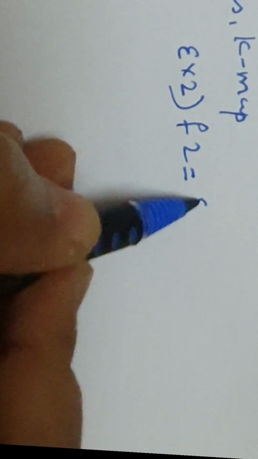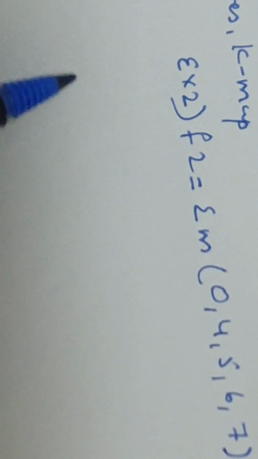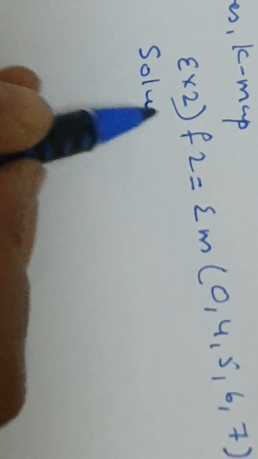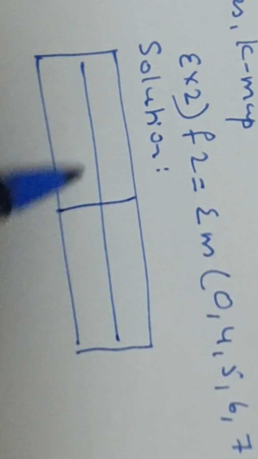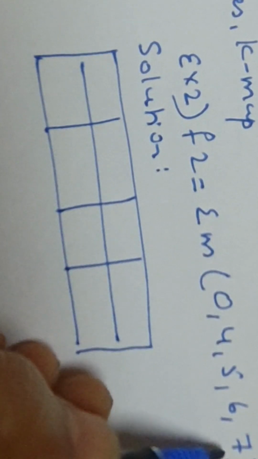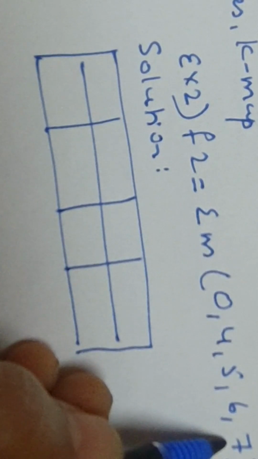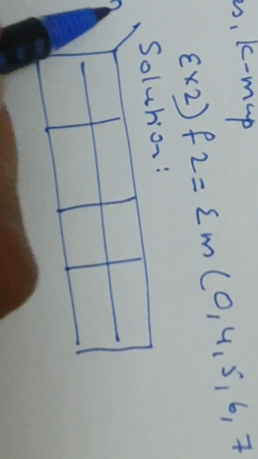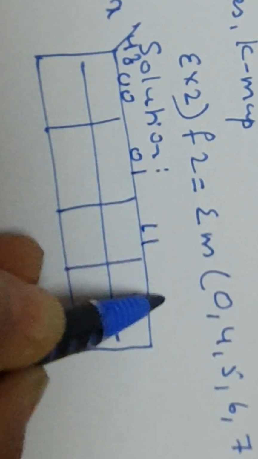Next we shall consider example 2, where f2 is sigma m of 0, 4, 5, 6, 7. Now the solution. We will draw a K map of 8 squares. It is a 3 variable Boolean expression because the biggest minterm is 7, and to express 7, 3 bits are needed. Let us take the 3 inputs as x, y, z. We will write here x, y, z, and 0, 0, 0, 1, 1, 1, 1, 0.